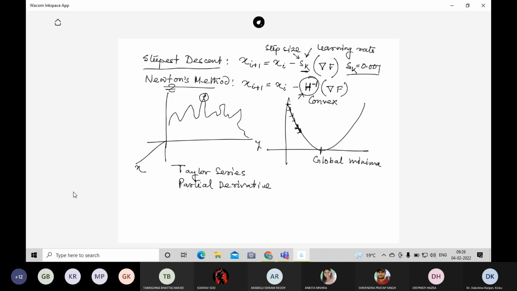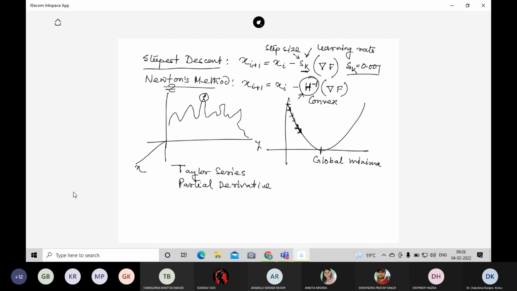By using these two methods, we can optimize the model parameters, and we can get the global minima by taking a step towards the direction of optimal value. If we start from here, we can take a small step or we can take a large step. In case of steepest descent, we can take a constant step.